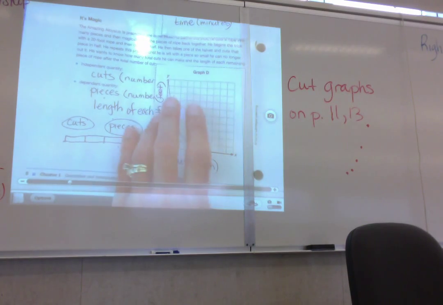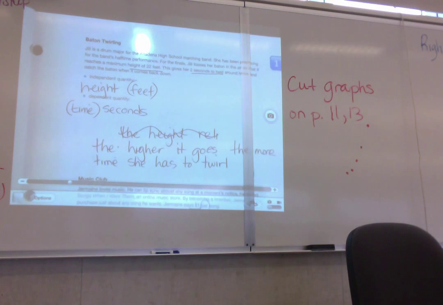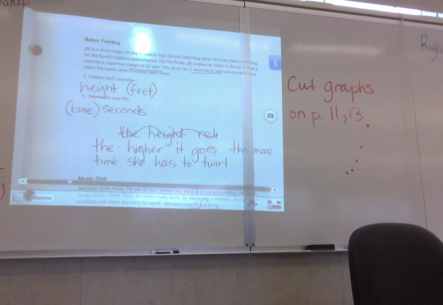Baton twirling. One person from your table, read the scenario, please. Jill is a drum major for the Altadena High School Marching Band. She has been practicing for the band's halftime performance. For the finale, Jill tosses her baton in the air so that it reaches a maximum height of 22 feet. This gives her 2 seconds to twirl around twice and catch the baton.